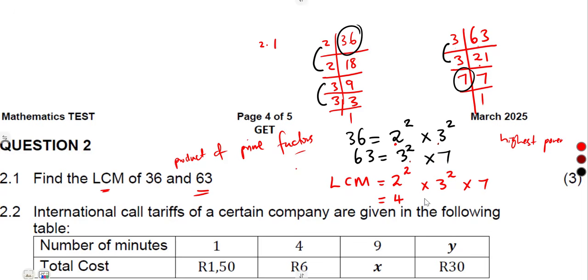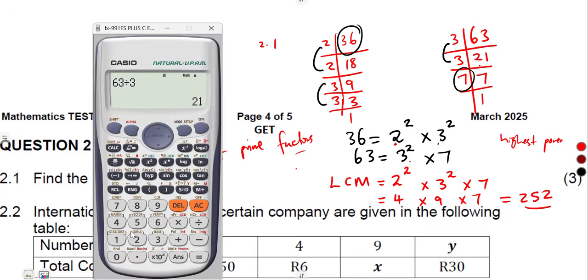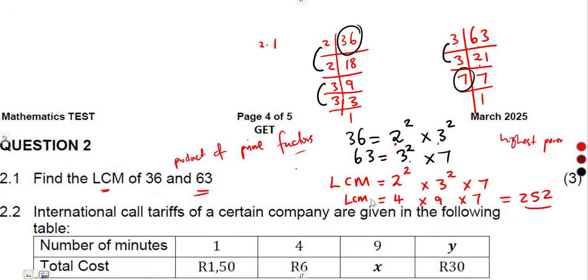So that was going to give us 2 squared. That's 4. 2 times 2. 3 squared, that's 3 times 3, which is 9 times 7. So this was going to give us 252. If you multiply properly, you can just use your calculator. 2 squared times 3 squared times 7. This is 252. So this is our LCM.